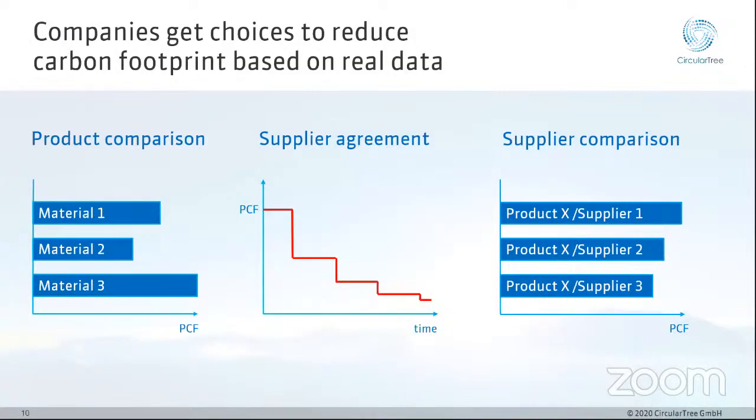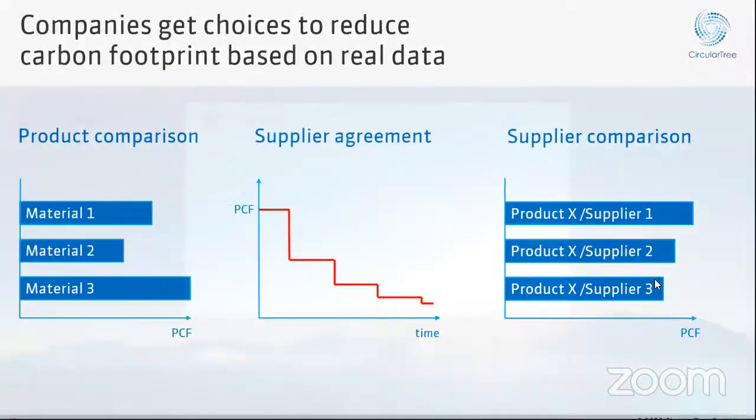Now, once we have the transparency, you want to do something, and this is a great thing. You can have, for example, product comparisons. You can compare different materials and say, okay, this material two has the lowest carbon footprint, so I use this material two in order to design my new product. Or you can make agreements with your suppliers where you say, I want to reduce the carbon footprint, let's say by 50% every year. Or last but not least, you can just compare different suppliers.